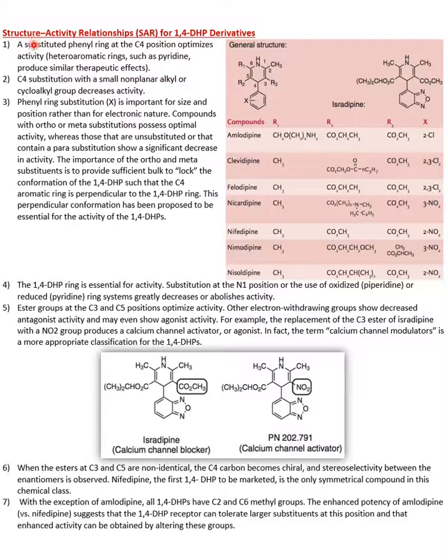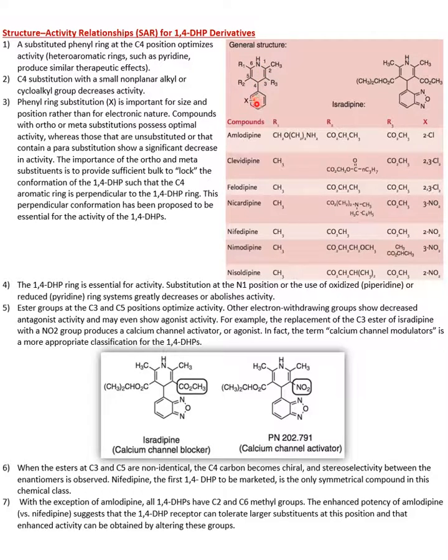Okay. So the first one says that a substituted phenyl ring at position 4 here, a phenyl ring substituted by any other heteroaromatic ring, should retain the activity. In other words, this ring here has to be an aromatic ring, either a benzene or maybe a pyridine ring. And pyridine basically is something like this, but it would have three double bonds.